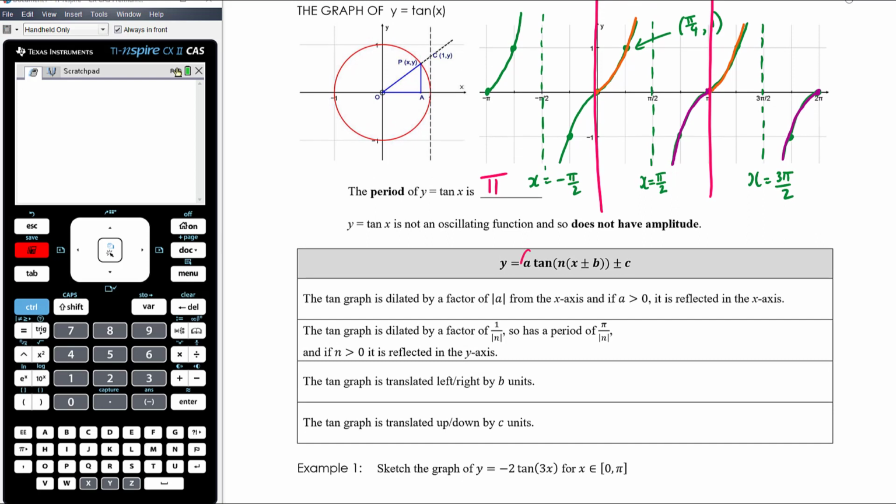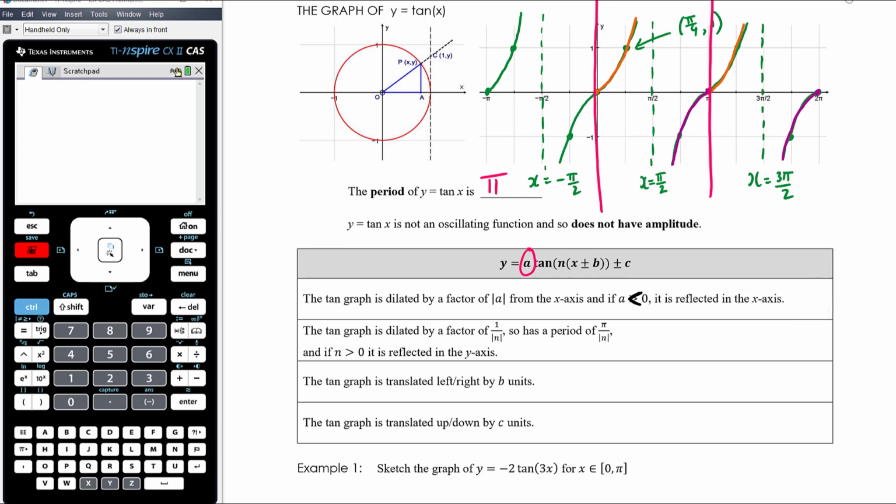So the a value out the front is the dilation by a factor of modulus a, and remember I include these modulus signs, meaning that it doesn't matter whether a is positive or negative, it's just the value of a that's the dilation factor. If a is, oh, sorry, I've got that around the wrong way again, we had a few errors with this. If a is less than zero, so if a is a negative value, then the graph will be reflected in the x-axis. So instead of going up and having an asymptote and then coming up, the graph would go down first, then have the asymptote, and then come down, okay?